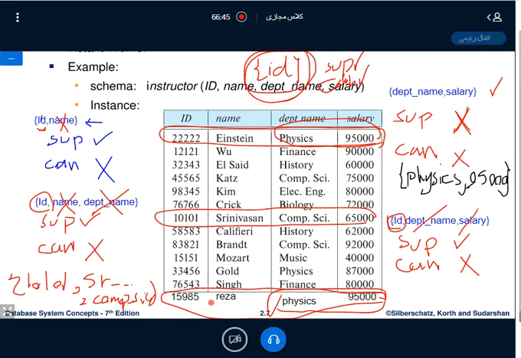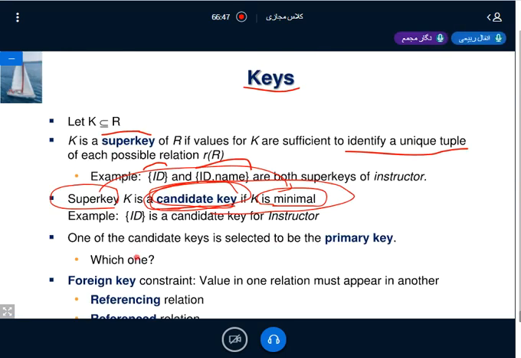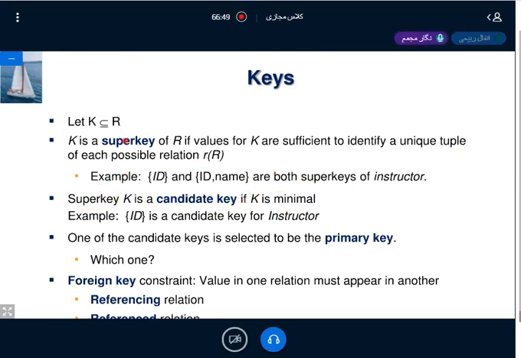Okay. It is clear, super key and candidate key? Is it clear?